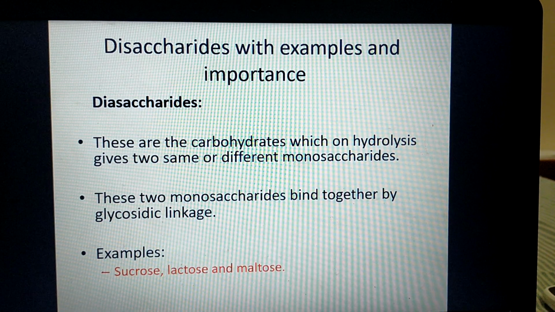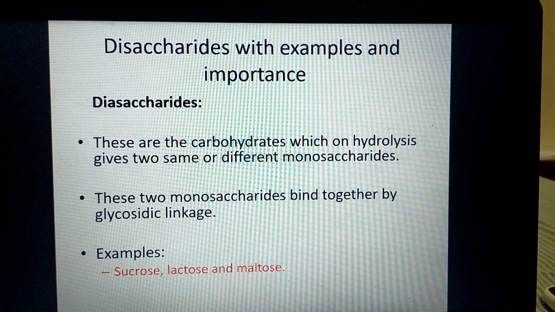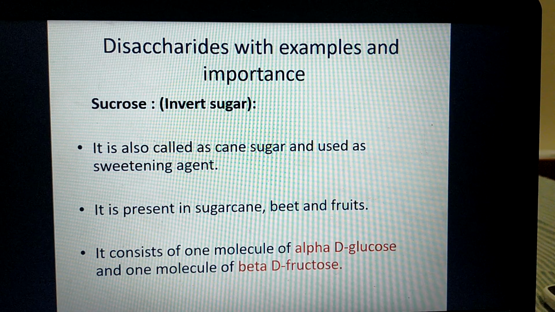Disaccharides, all of us know, are the carbohydrates which on hydrolysis give two same or different types of monosaccharides. These two monosaccharides are joined together by glycosidic linkage. The important examples of disaccharides are sucrose, lactose and maltose. First we will study about sucrose.